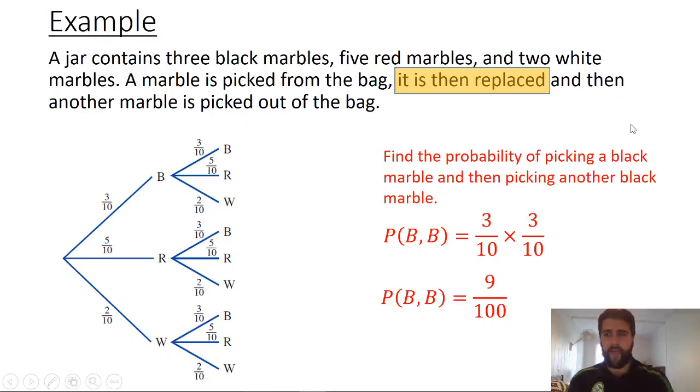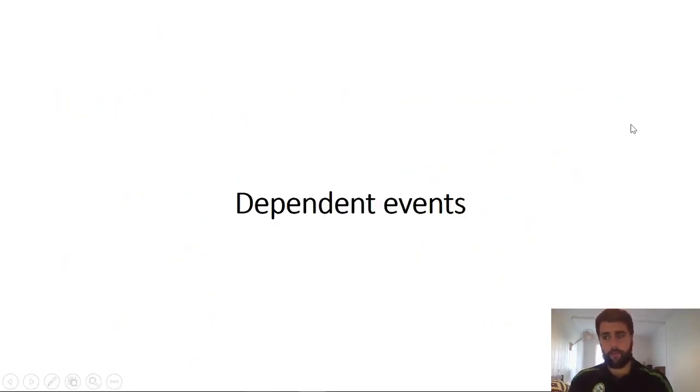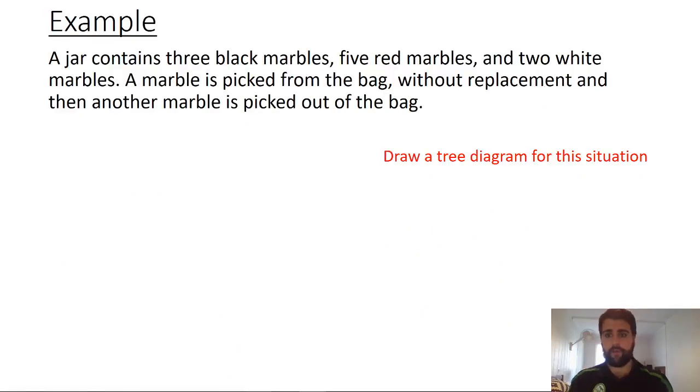So what about dependent events then? Well, let's have a look at a very similar example, but an example of dependent events. So guys, this jar contains the same marbles, but in this question, a marble is picked from the bag without replacement.